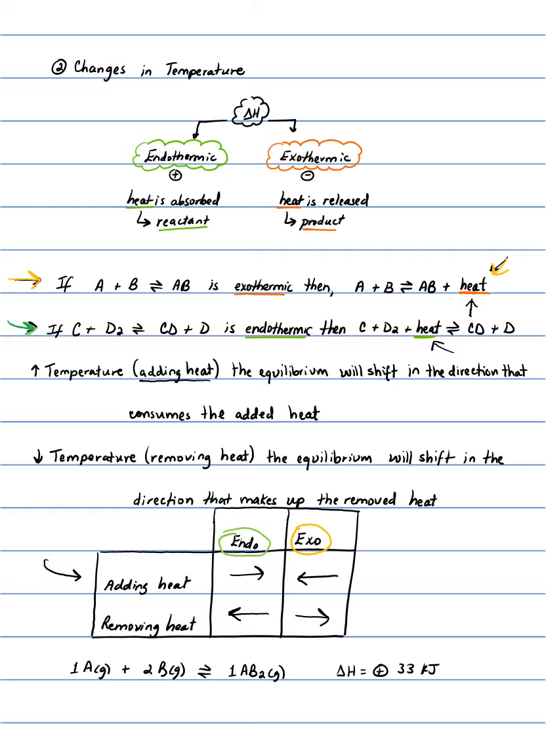So now you have an example right here. You see, I'm giving you a reaction and a delta H. When you have your delta H, the sign is telling you if that reaction is endothermic or exothermic. This one with the positive delta H, you have an endothermic reaction. So now based on that information, you can place your heat. You're going to place your heat on the reactant or on the product side depending on the delta H value.